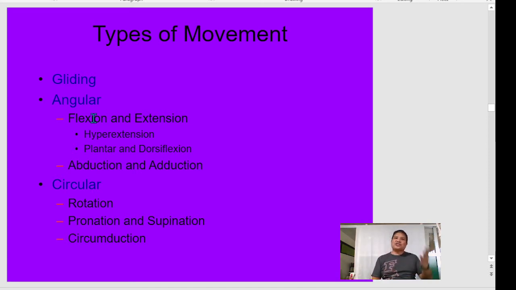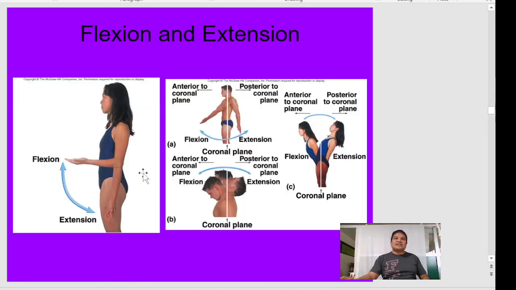Then you have your circular. So in circular, you have your rotation. Example of that is rotation of the neck, left and right. Or you have your pronation of the forearm, that is circular movement, and circumduction of your shoulder. So these are the types of movement.